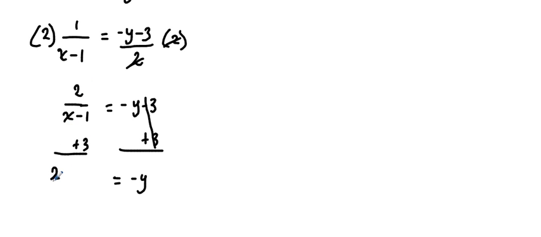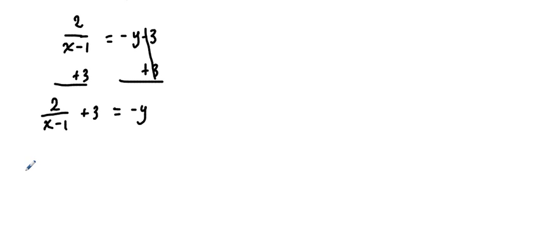So I'm going to write 2 over x minus 1. That stays the same. And then we are going to put the plus 3 on the outside. Our final step is going to be to get rid of the negative sign. And we normally say we divide by negative 1. Now, dividing by negative 1 is the same thing as taking the opposite. So the opposite of negative y is positive y.